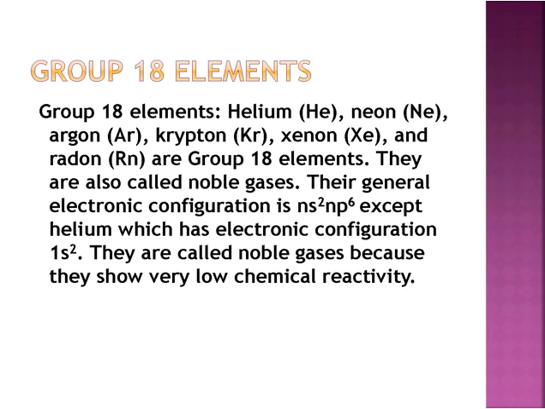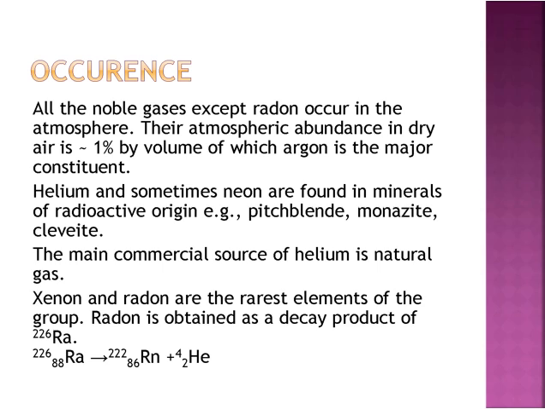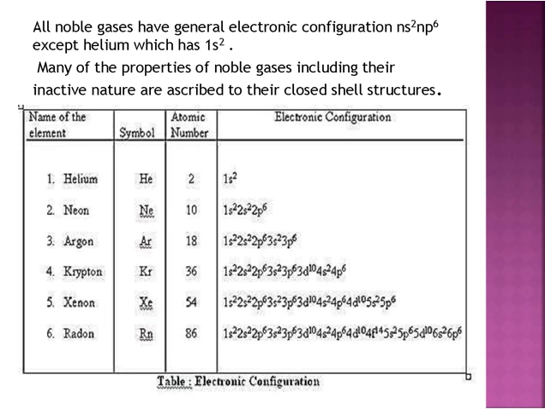They are called noble gases because they show very low reactivity. All noble gases except radon occur in the atmosphere. The atmospheric abundance in dry air is 1% by volume, of which argon is the major constituent. Helium and sometimes neon are found in minerals of radioactive origin. Now, this is the general electronic configuration of these group elements, ns2 np6.